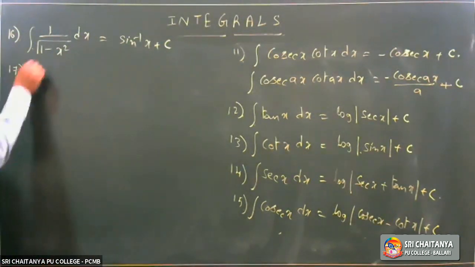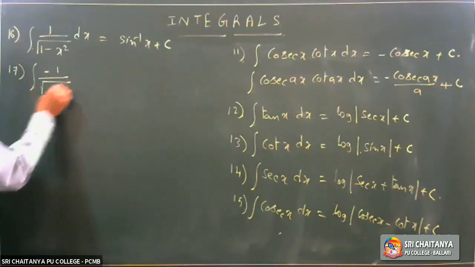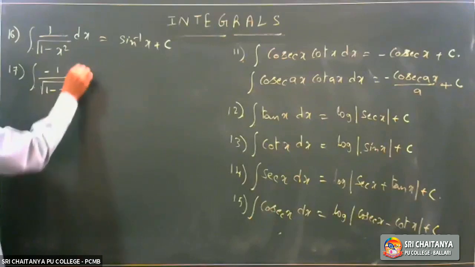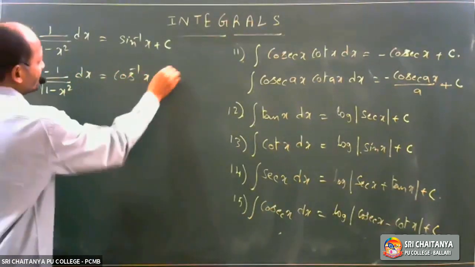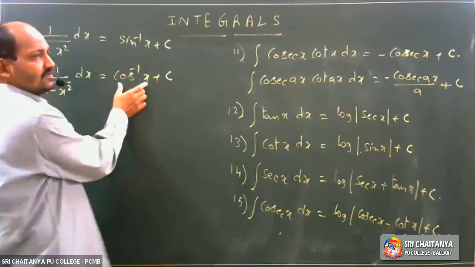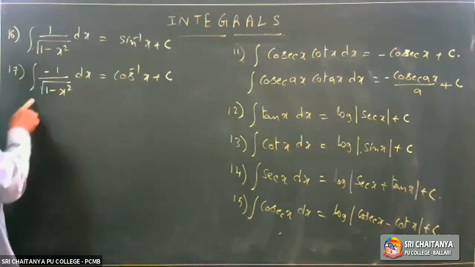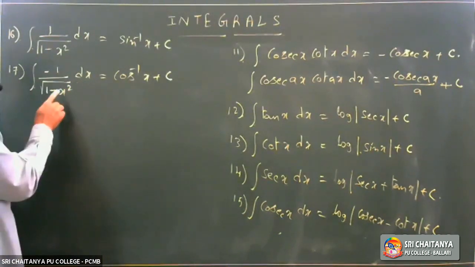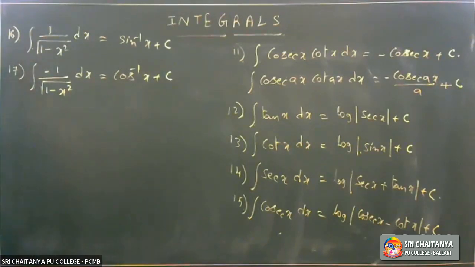Next, the integral of minus 1 by root of 1 minus x square is cos inverse of x. You know that the derivative of cos inverse of x is minus 1 by root of 1 minus x square. So the integral of minus 1 by root of 1 minus x square dx is equal to cos inverse of x.